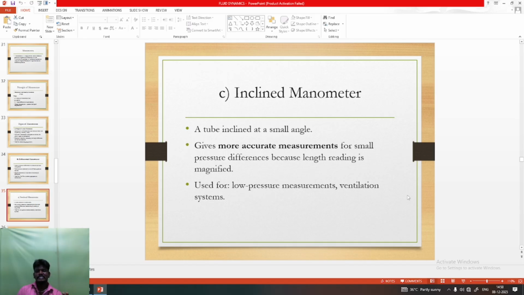Then the third one is the inclined manometer. The tube is inclined at a small angle, but the inclined manometer gives more accurate measurement for small pressure differences, because the length reading is magnified. It is used for low pressure measurement, such as in a ventilation system.